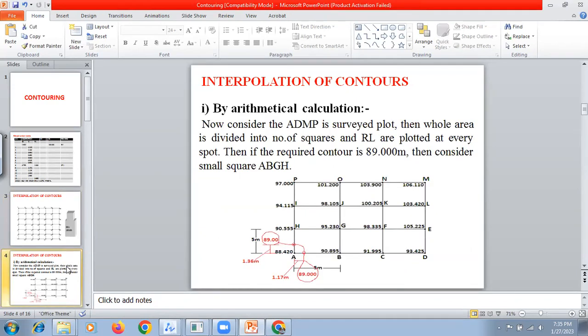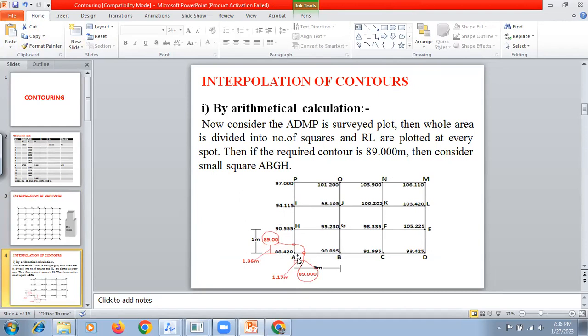How are you going to draw the contour lines? See, whatever readings you are getting will be in decimals. It will not be a whole number. So 95, 98, 98.1, 101.2. But the contour has a specific interval. Like here you can see one example is given, 89. So the 89 meter contour is prepared. But where will the 89 come?